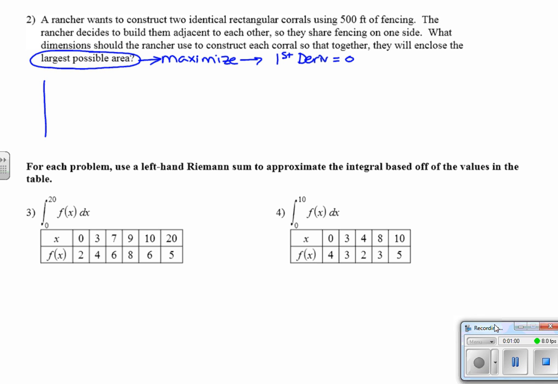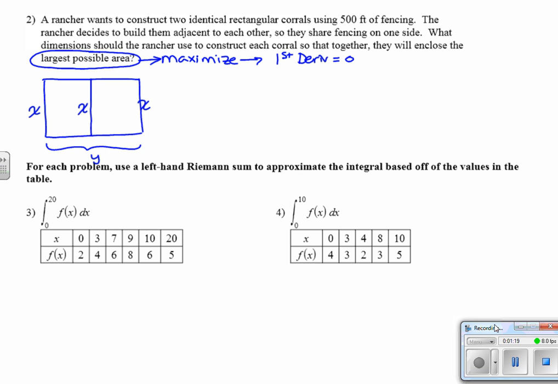So we've got 2 corrals sharing one side. They're going to be identical sizes. So we can let, if you want, you can go x, x, x. That's the width of my corral there. And then I'm just going to say this combined is all one length y.